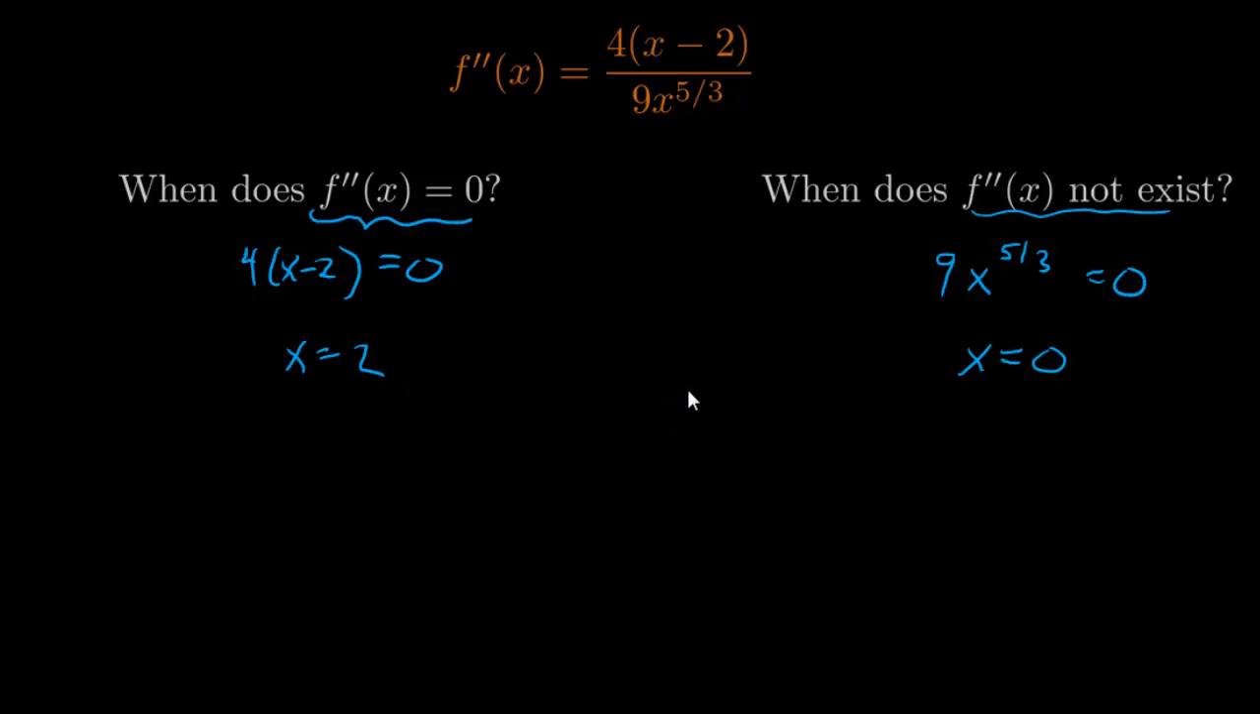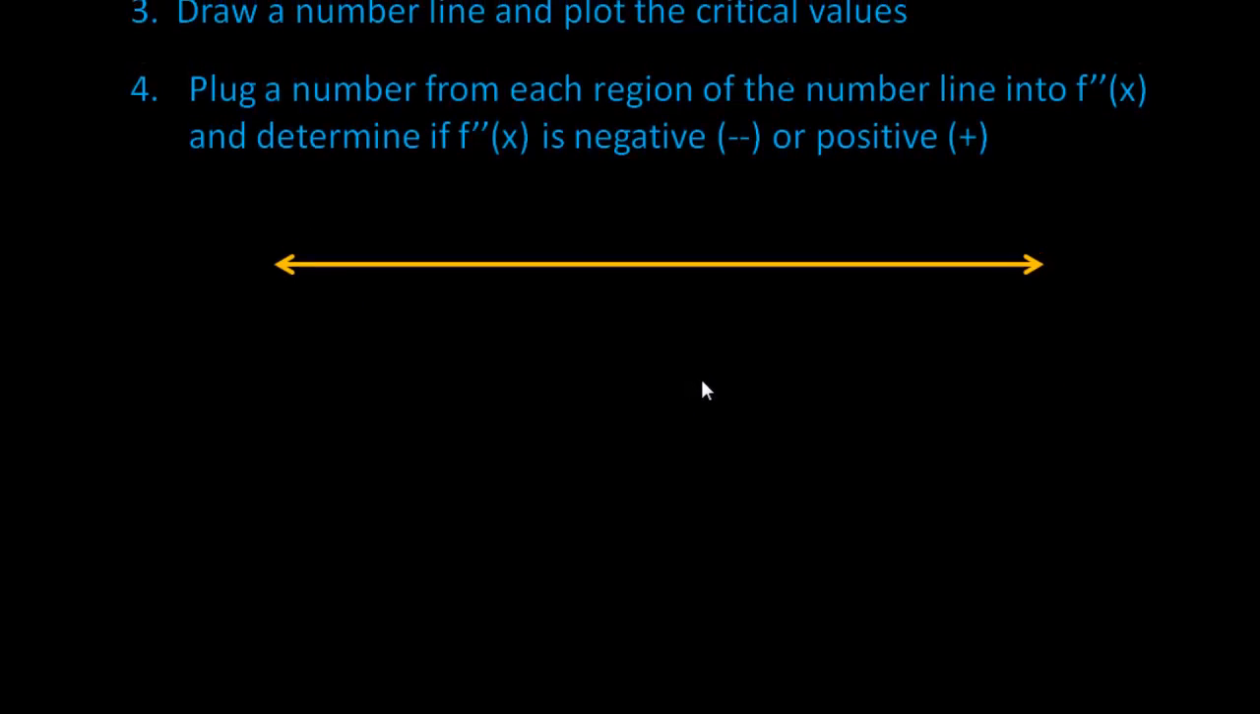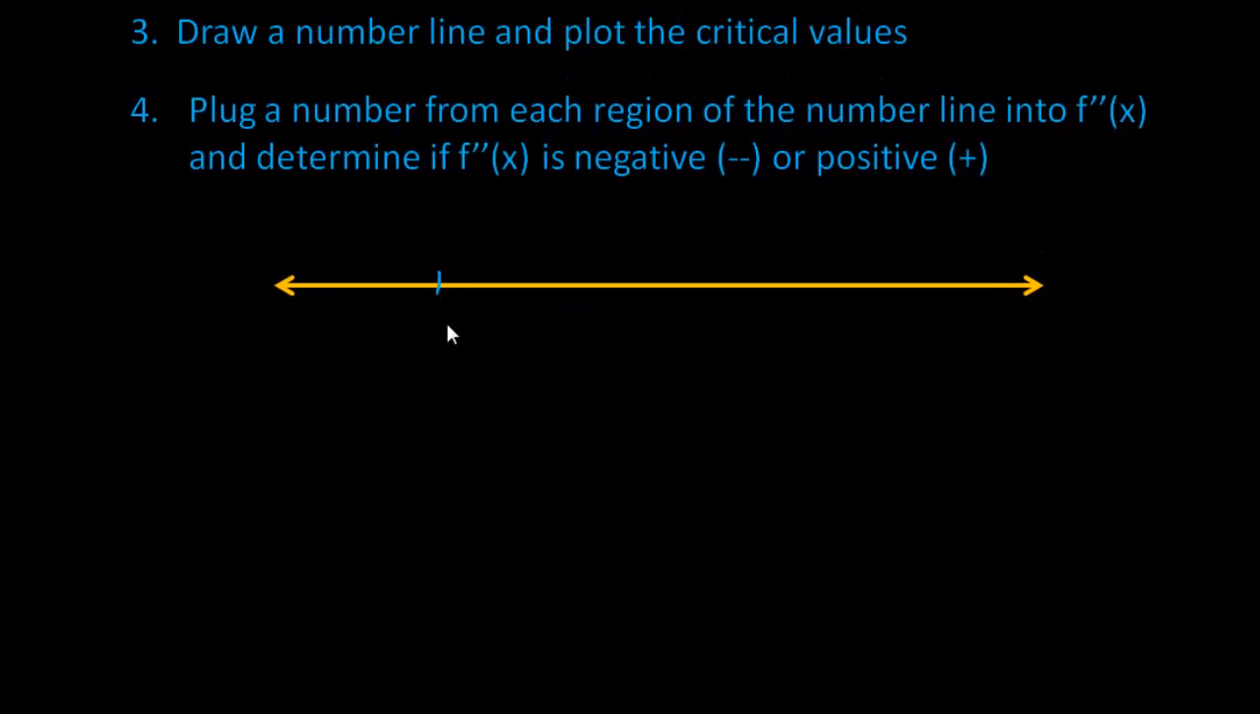So let's go ahead and plot that on the number line. So we have 0 and 2. We're going to pick a number from each region, just like we did with the first derivative, plug it into the second derivative to figure out our concavity. So I'm going to pick, say, -1. I'm going to pick 1 and say 3. Those should work. We're going to plug those into the second derivative.